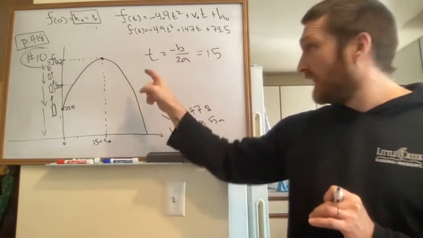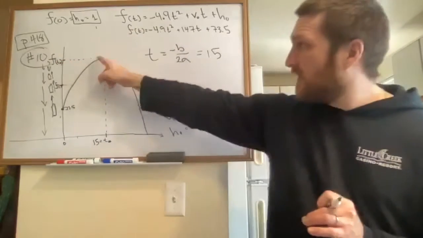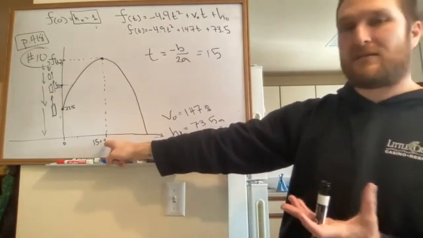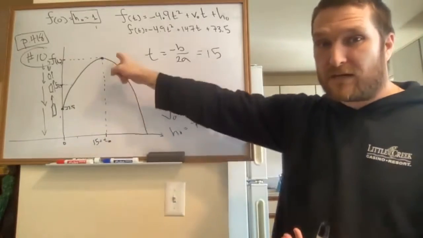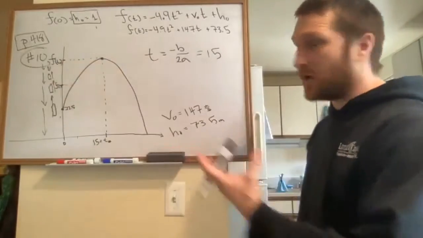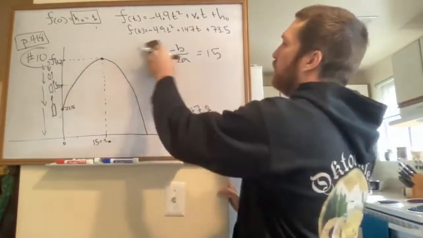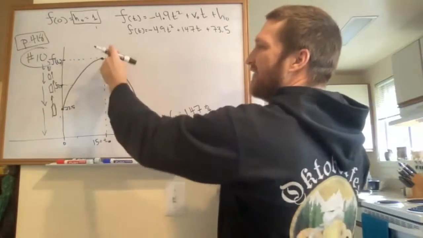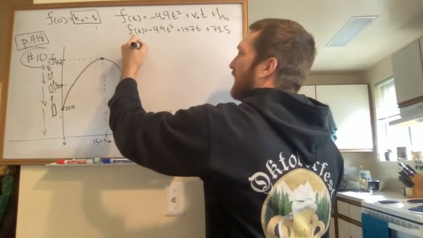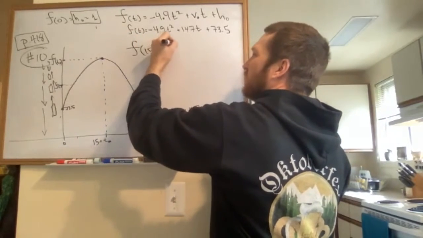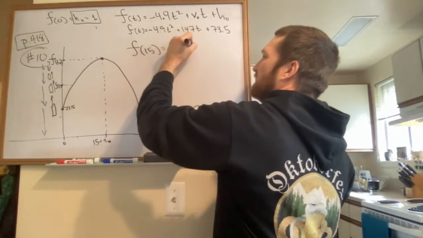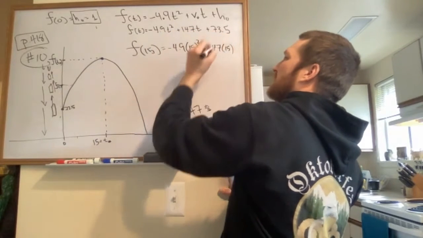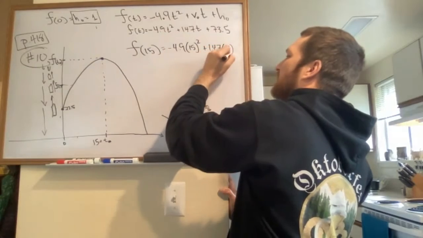It's like, wait a minute, I need to know how high that is. Well, that's a function. If I need to know what that is, and I know what that is, I'm done. I just take that number and plug it in, and it gives me the output. So let's do that. We know that when I plug in a 15, we're at the highest point. So f of 15 is equal to minus 4.9 times 15 squared, plus 147 times 15, plus 73.5.